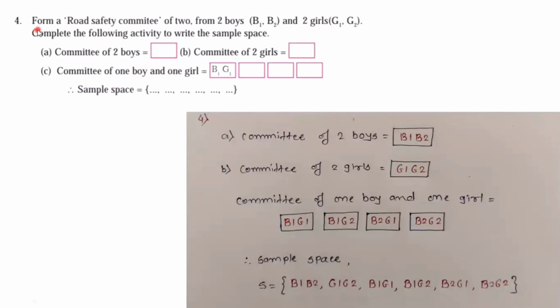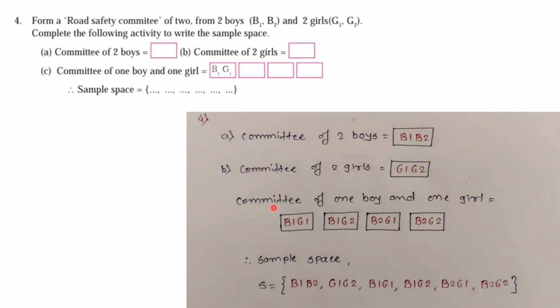Now there is another problem. Form a road safety committee of 2 from 2 boys, that is B1, B2, and 2 girls, G1, G2. We have to complete the following activity to write the sample space. The first is committee of 2 boys, committee of 2 girls, and committee of 1 boy and 1 girl, and finally the sample space. The first blank is committee of 2 boys. As there are 2 boys represented by B1 and B2, in this committee we have B1, B2. Committee of 2 girls has only the 2 girls, G1, G2.